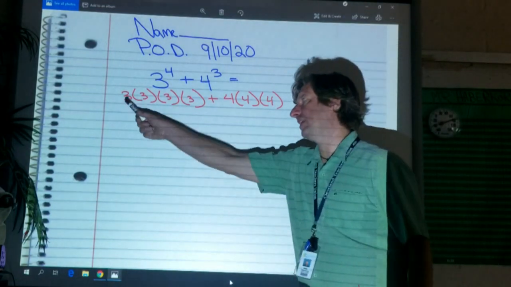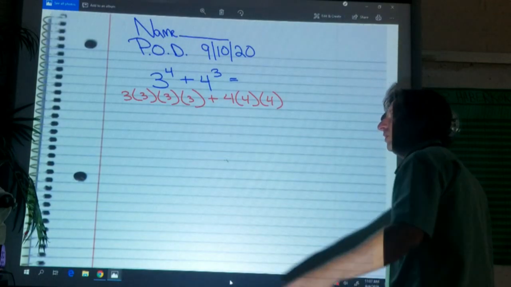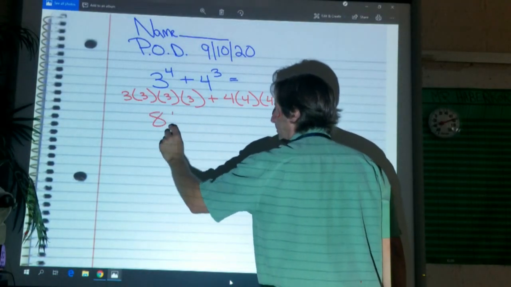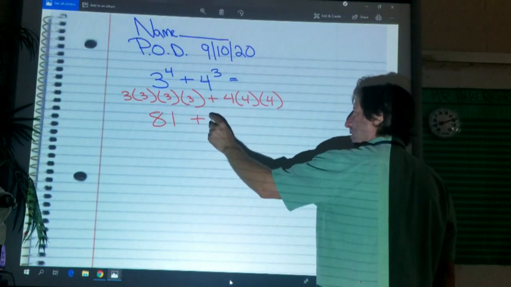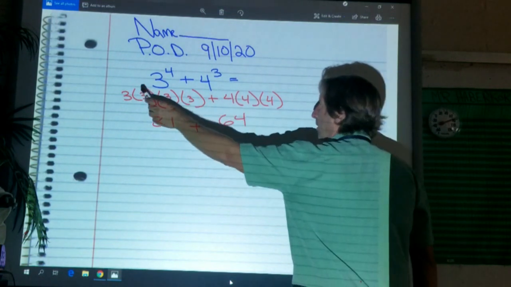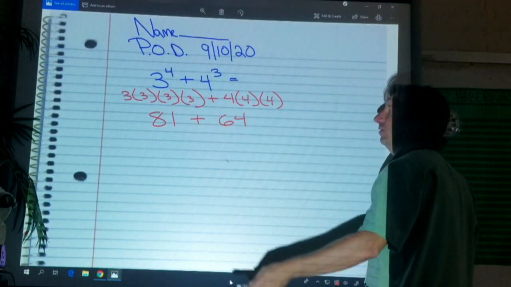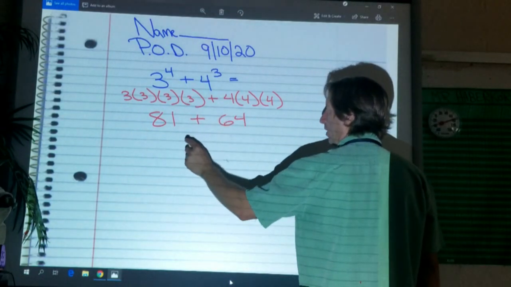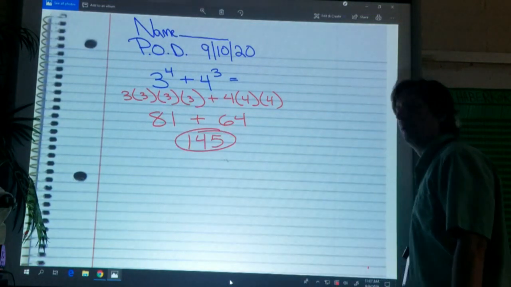3 times 3 is 9. 9 times 3 is 27. 27 times 3 is 81. 4 times 4 is 16. 16 times 4 is 64. Now remember, we have to do all the multiplying before you do the adding and subtracting, order of operations. So we end up with 145, right? Should be your answer. If you got that, good job.